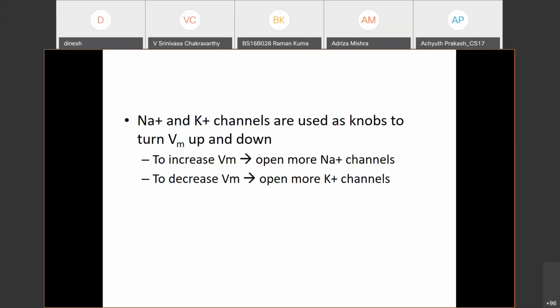And this is the way it is because of the manner in which the sodium and potassium concentrations are constantly maintained between inside and outside. Like I was saying, there is more sodium outside and less inside. There's more potassium inside, less outside. When the sodium channels open, sodium goes from outside to inside because it is high outside. Similarly, when the potassium channels open, potassium goes from inside to outside because it is high inside.